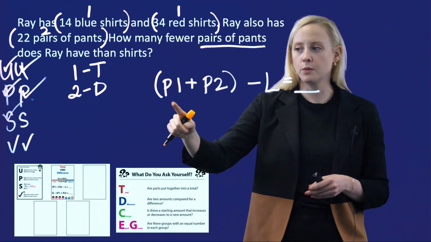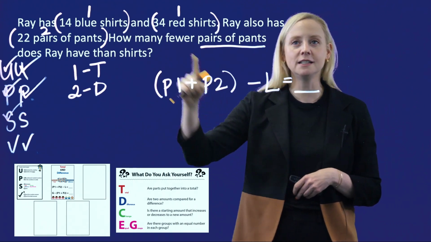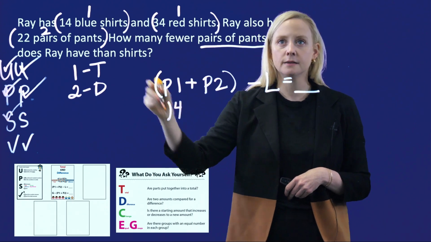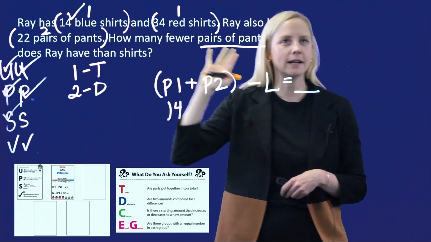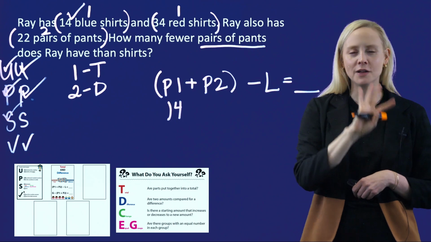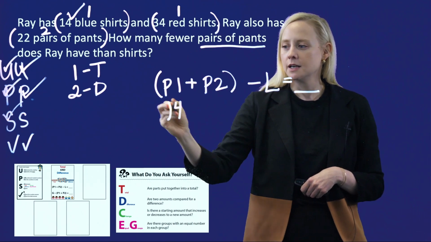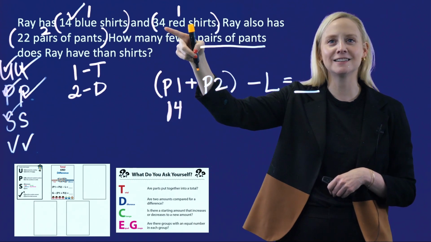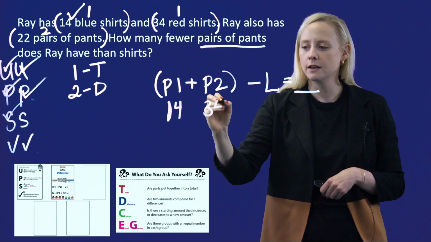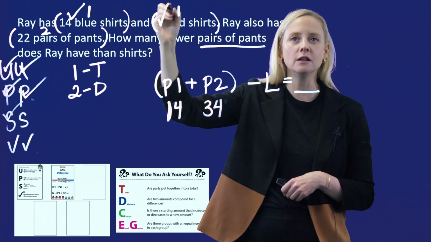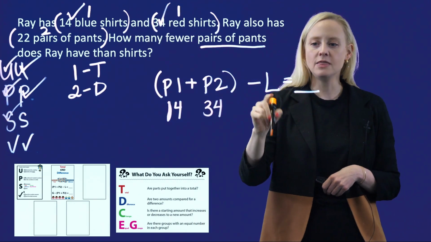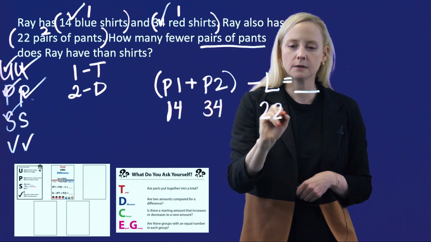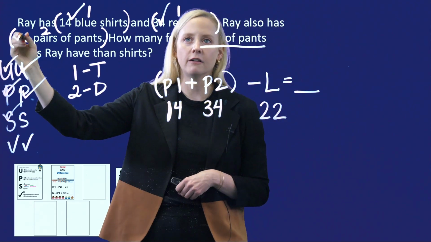So here, what we're going to do first is always in parentheses, and we can look back to our ones. I know I have 14 blue shirts. I always like to check off my numbers after I use them to let me know that I'm finished with those numbers. My one is looking a little squirrely here, but that's all right. The next number we have is 34. That's the other type of shirt that we are combining. And then my amount that's less is our 22 pairs of pants. So I'm going to put that right here, check off that number.